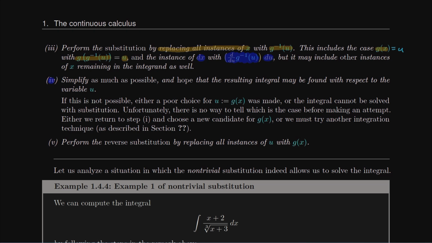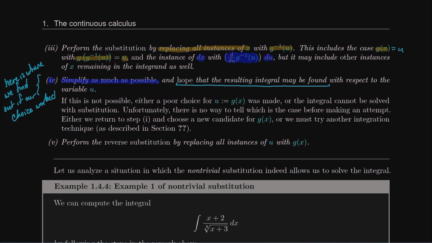At this point in step 4, we need to simplify as much as possible, because this is the point at which we find out if we made a good or bad choice. If we simplify as much as possible, we hope that the resulting integral may be found. So if you look at that integral and say, oh, I actually know how to take that antiderivative now, then you're good to go.